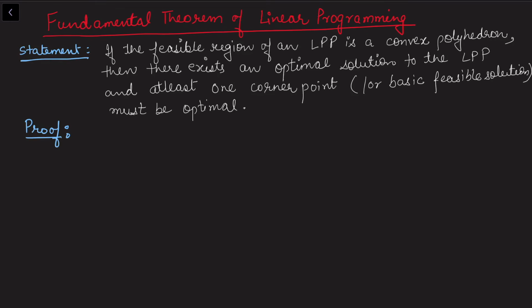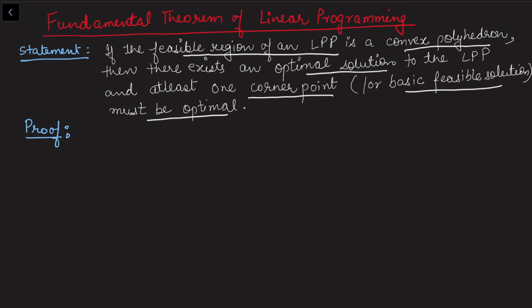In this video, I'll be proving the fundamental theorem of linear programming. And for this, let's consider the statement of the fundamental theorem of linear programming. If the feasible region of an LPP is a convex polyhedron, then there exists an optimal solution to the LPP and at least one of the corner points or basic feasible solutions must be optimal.